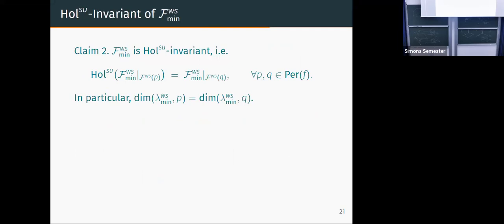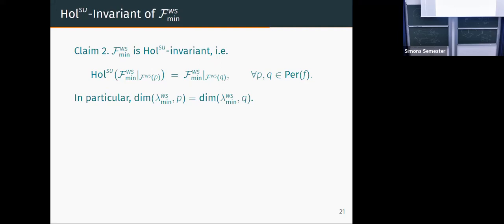I want to show that this foliation is holonomy invariant, because this foliation is defined on the weak stable manifolds of periodic points, and it's defined on a dense subset of the manifold. The transversal of the weak stable is the SU foliation, and I want to show that it is holonomy invariant by the SU foliation. Notice that right now the holonomy is a homeomorphism, and actually C1. If we can show this foliation is holonomy invariant, in particular it shows the dimension will be the same.